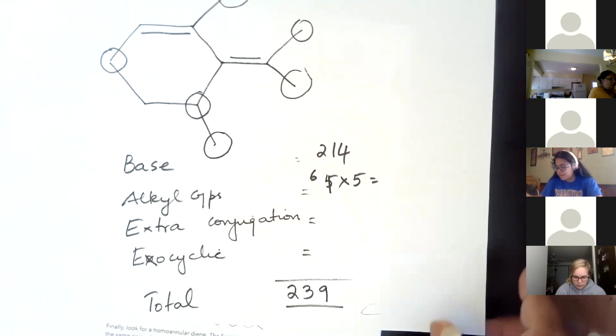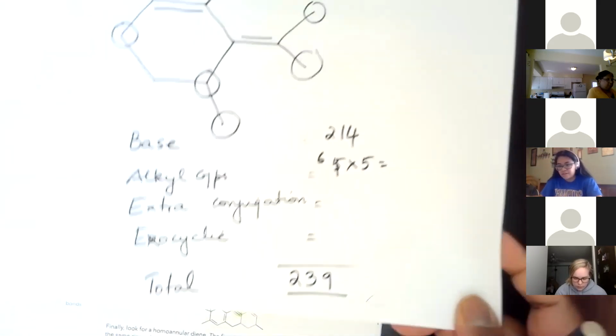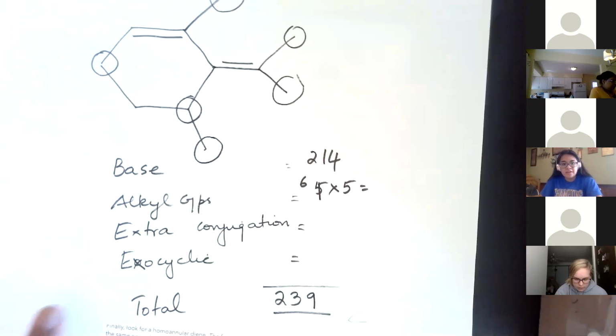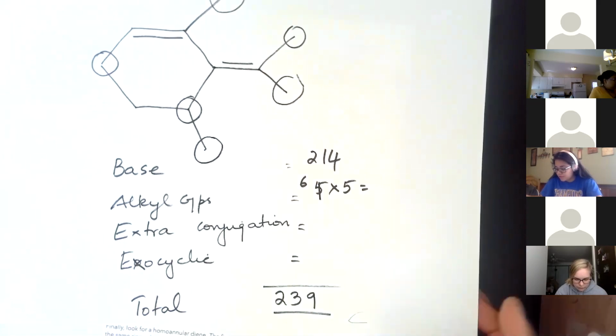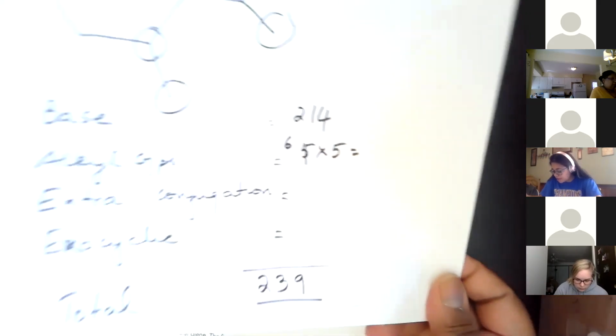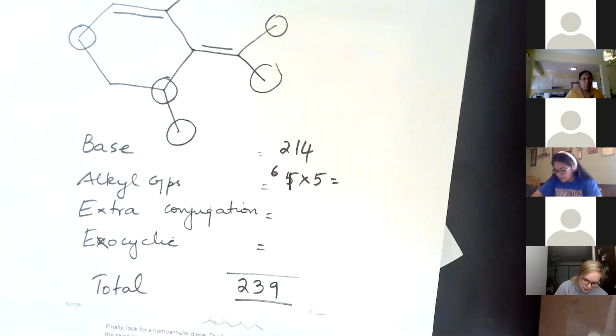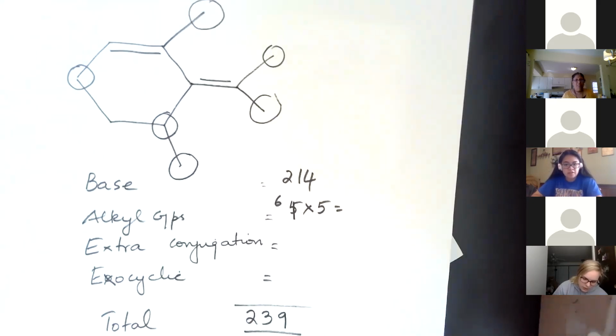Deanna? I think we have to look for an example where they are. Oh, because it's not directly attached to the pi system. Yeah, so it should be 5.